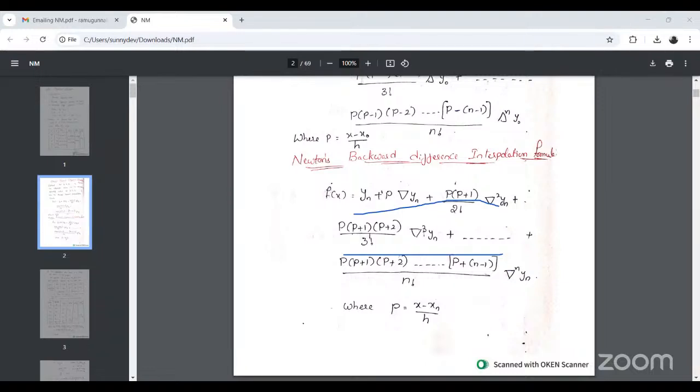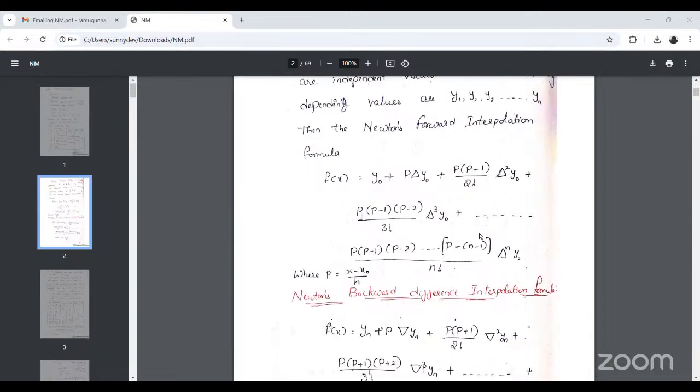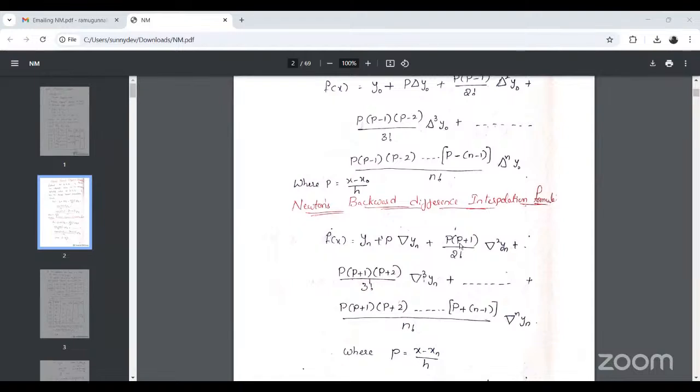Okay. There is just a little change in the formula between backward and forward. In the forward, it is p into p minus 1 by 2. In the backward, it is p into p plus 1. And one more thing, in the forward the symbol delta will be there, and here the symbol nabla will be there. Now understood? So this is the difference between forward and backward.